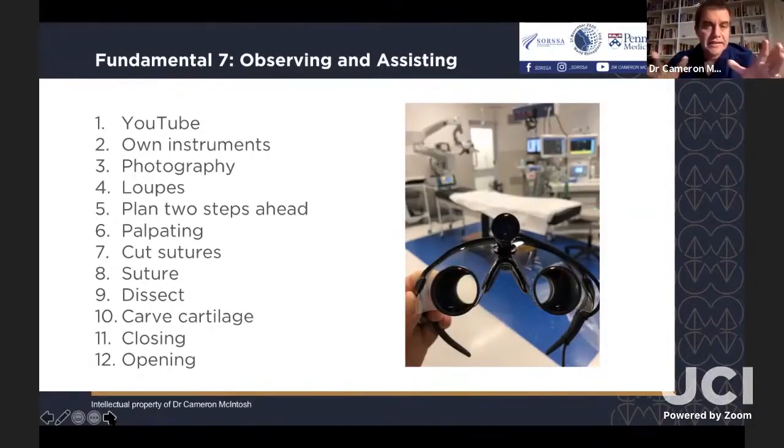When you are there assisting, ask if you can start palpating. Start feeling what the nose feels like. Start having a feel when you're on the right plane in the septum. Then start asking if you may cut sutures. Learn how to be able to control the instruments, left hand and right hand.